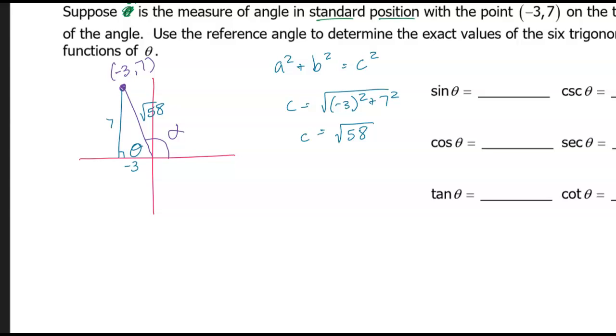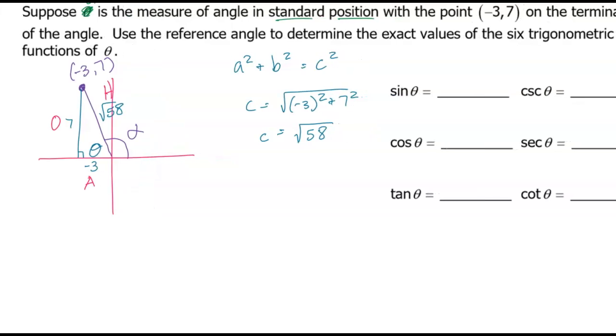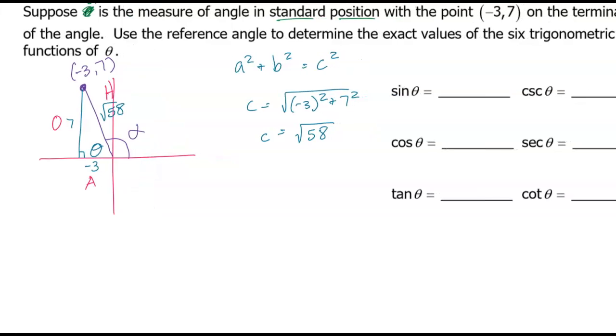So, which one of these numbers is our opposite side? 7. What's our adjacent? And what's the hypotenuse? Square root of 58. So, what is our sine ratio? 7 over square root of 58, which becomes what? Yes. 7 root 58 over 58.